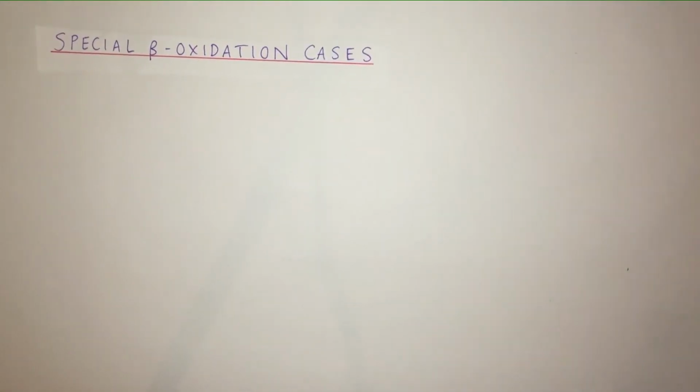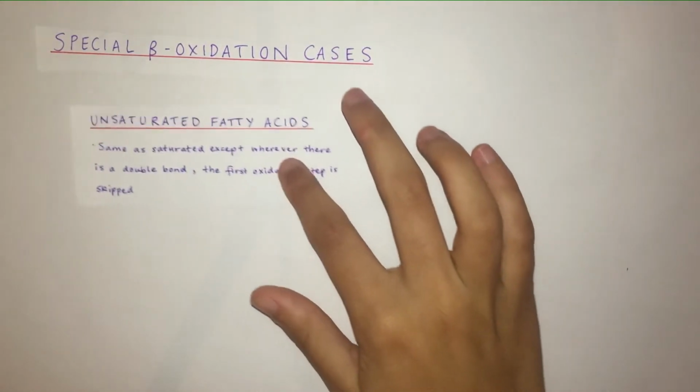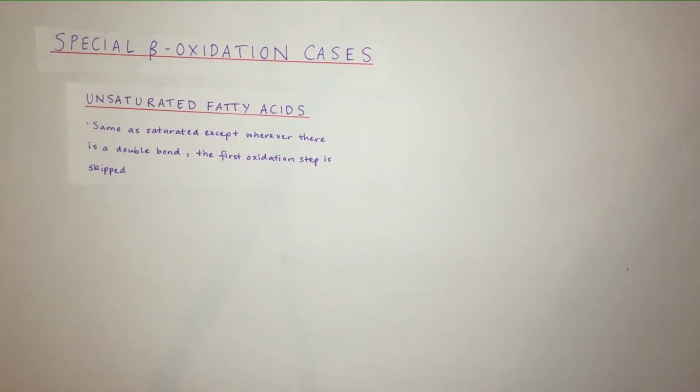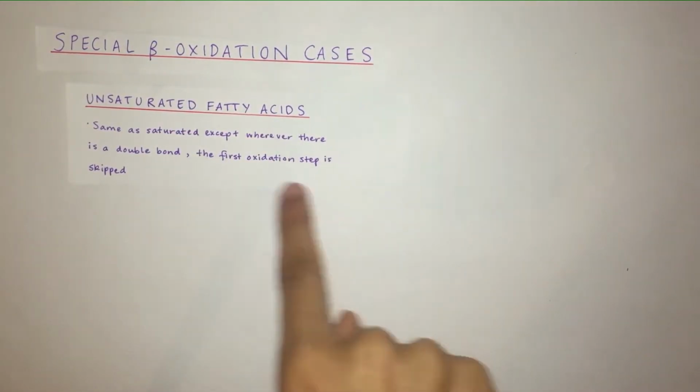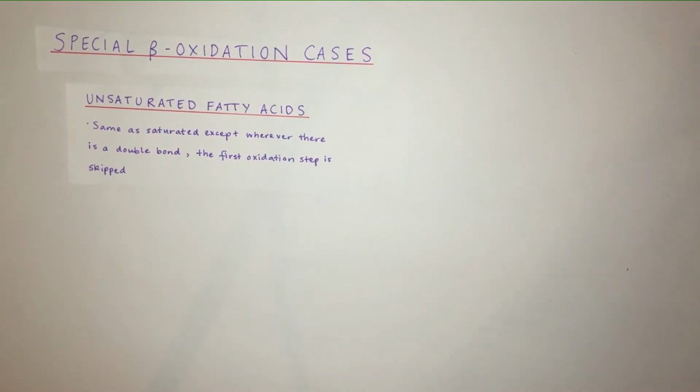In this video, we're going to take a look at special beta-oxidation cases. The classic case of beta-oxidation is saturated fatty acids, which don't have double bonds, but you can also have beta-oxidation cases where you have to oxidize and break down unsaturated fatty acids. And this process is the same as I've written here. It's the same as saturated, except wherever there's a double bond, you skip the first oxidation step.